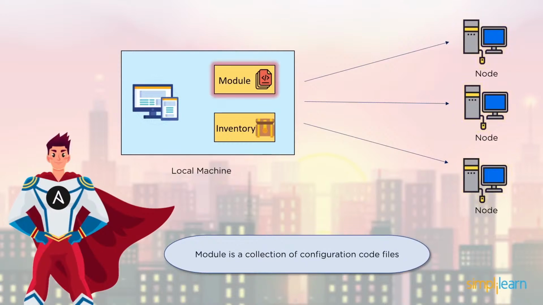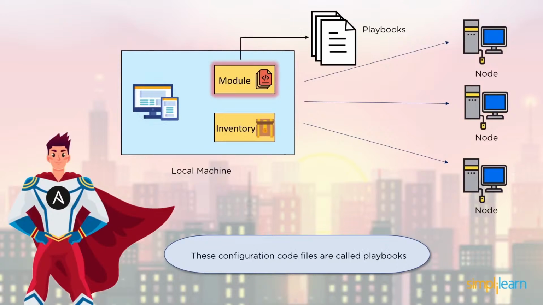At your local machine, you also have a module. A module is a collection of your configuration files. And in case of Ansible, these configuration files are called playbooks. Playbooks are written in YAML. YAML stands for YAML ain't a markup language.